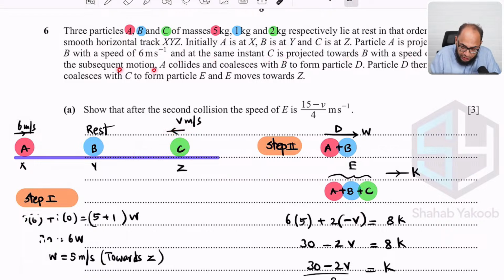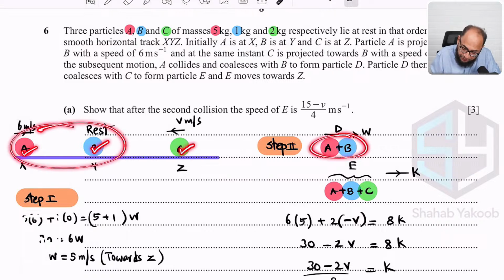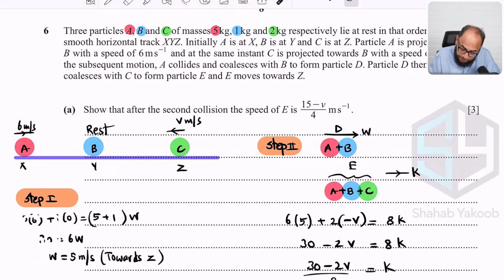In the subsequent motion, A collides and coalesces with B to form particle D. So there is A, there is B, there is C. These two will join together and form a new particle D. That is step 2. Particle D then collides and coalesces with C. So now D is moving ahead and C is coming this way with the speed of V meter per second. It will collide and form a new particle. So D and C collide. And what is the name of the new particle? That is E. And E moves towards Z.